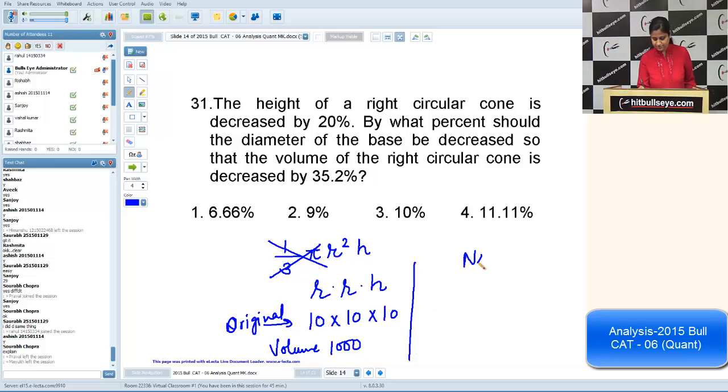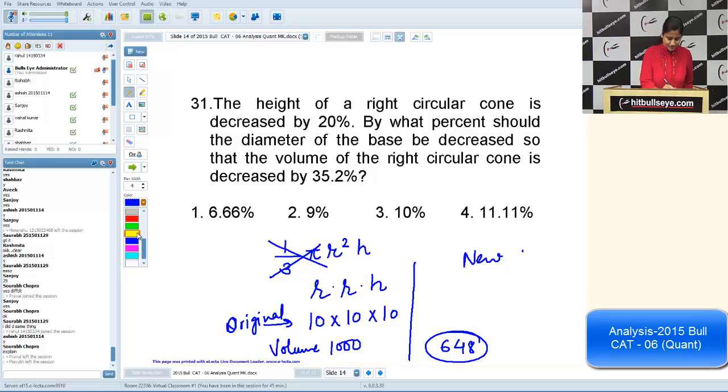Now it says, by what percent should the diameter of the base be decreased so that the volume of the right circular cone is decreased by 35.2%? What is 35.2% of 1000? It will be 352 only. So you are decreasing the volume by 352. We subtract 352 from 1000, which comes out to be 648. That is our new volume. Are you getting me, guys?